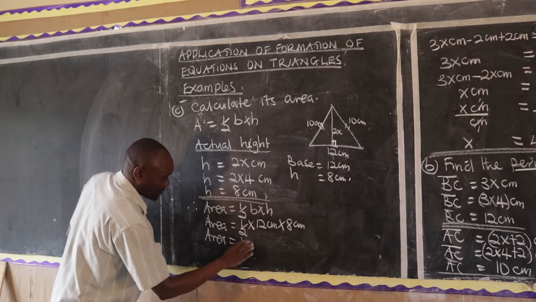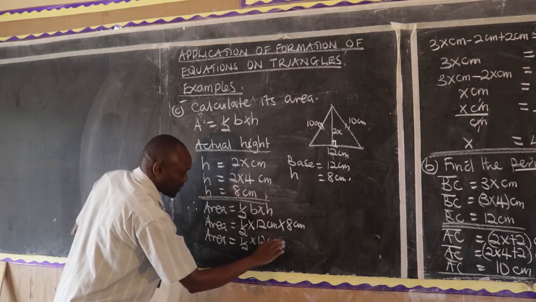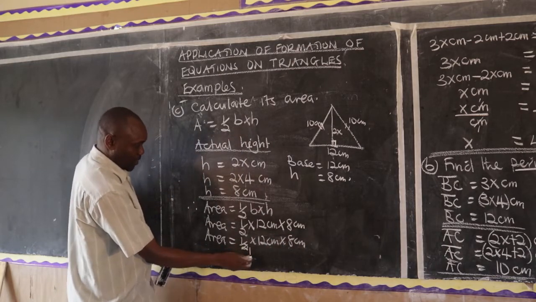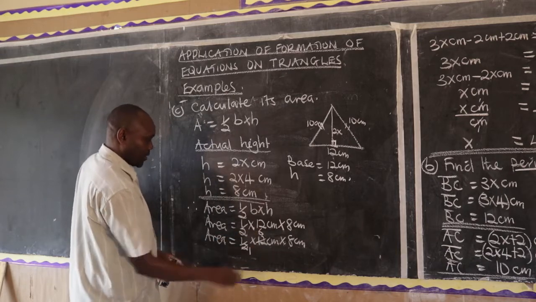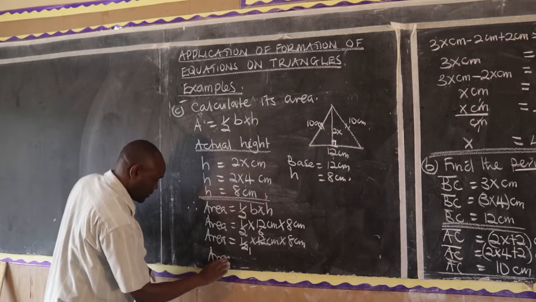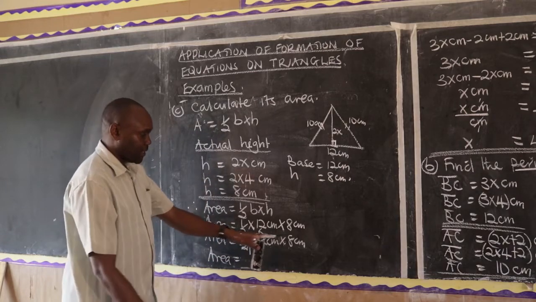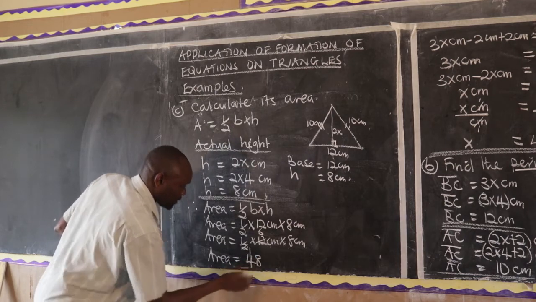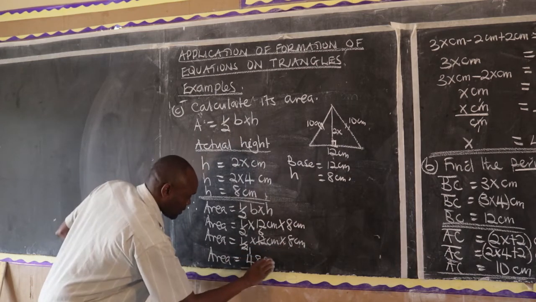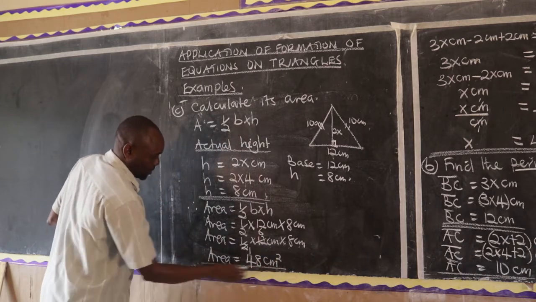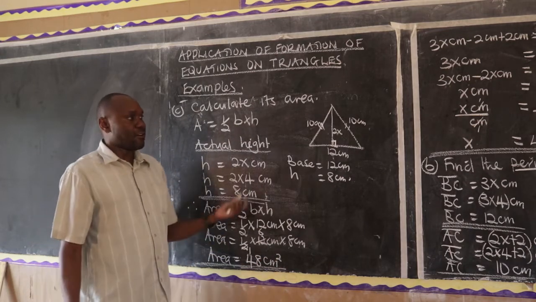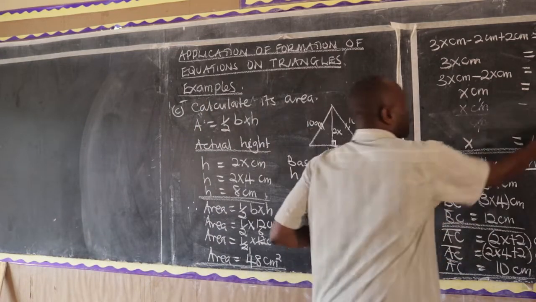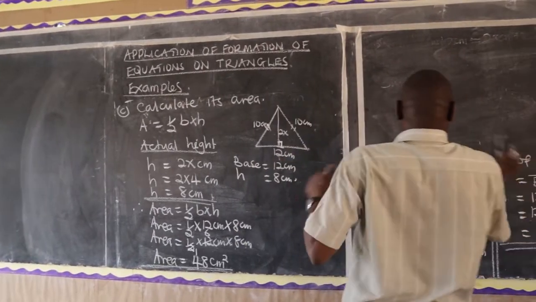Then you rewrite and say a half times 12 centimeters times 8 centimeters. Now, in this step, you are free to say by 2, 1; by 2, 6. So, the area will give us 8 times 6. We have 48. A centimeter times a centimeter, we have square centimeters. So that is the area of that triangle.